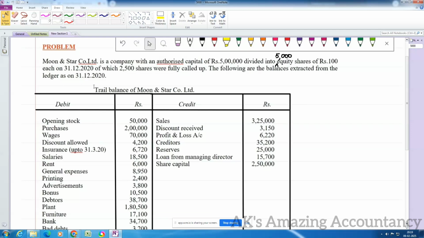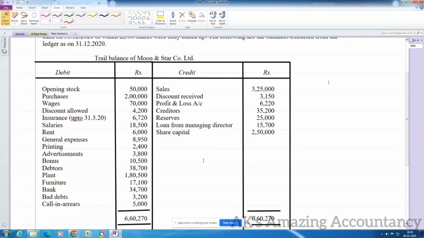So the problem is the same. You can just have a look at the problem. So this is the problem we have. What all items you have already treated or taken for the statement of profit and loss from the trial balance, those items will not appear in the balance sheet now. Only those items which we have left off, which we have not touched for the statement of profit and loss, those items only will come in the balance sheet now.